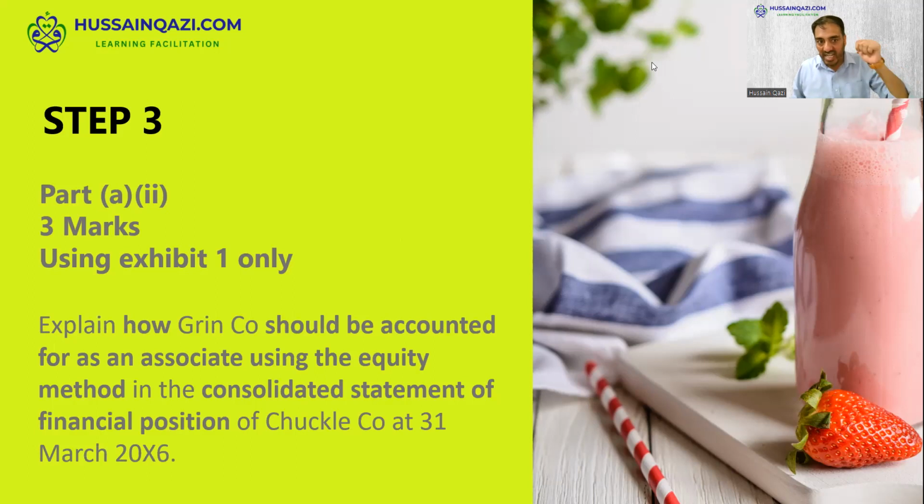Explain how Grin Company should be accounted for as an associate using the equity method in the consolidated statement of financial position of Chuckle Company at 31st March X6. This is the question.